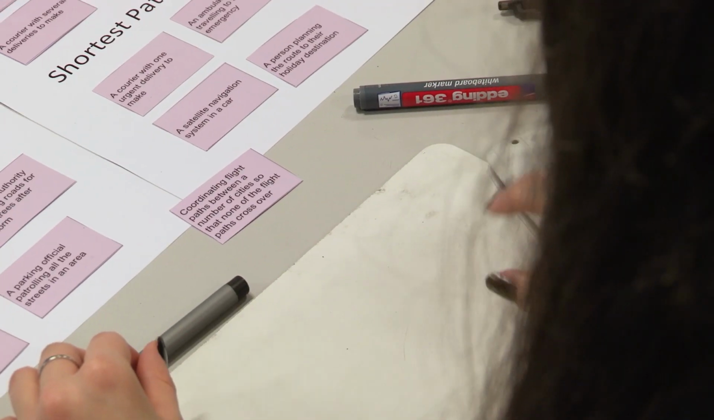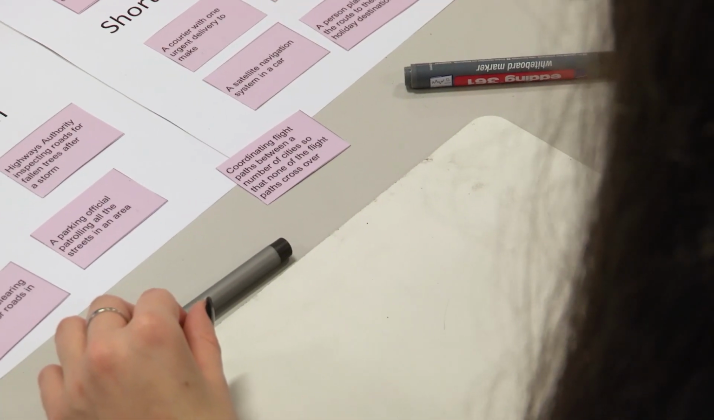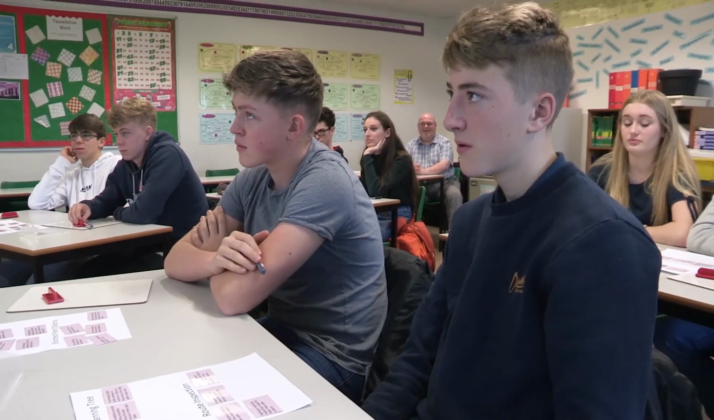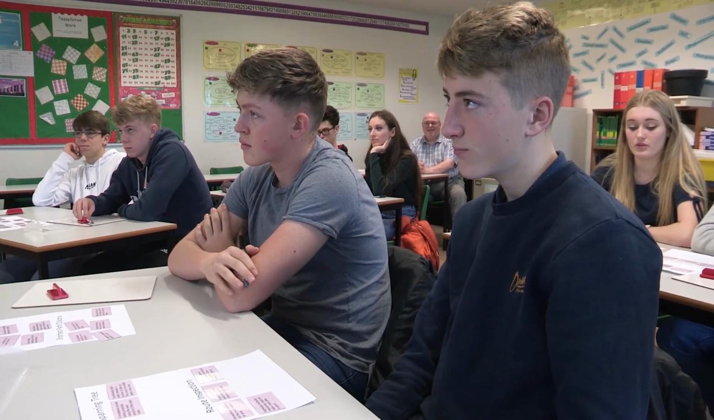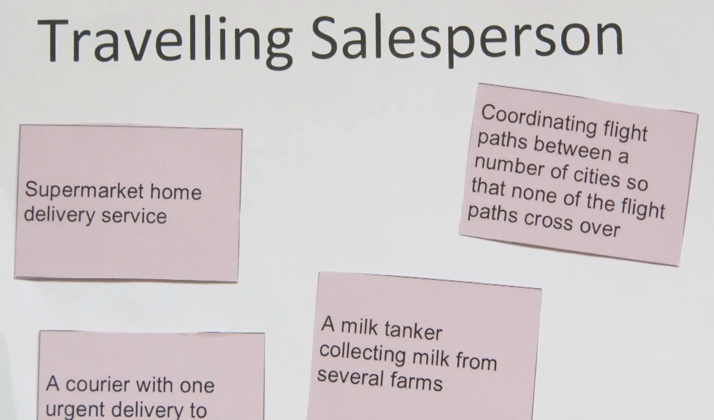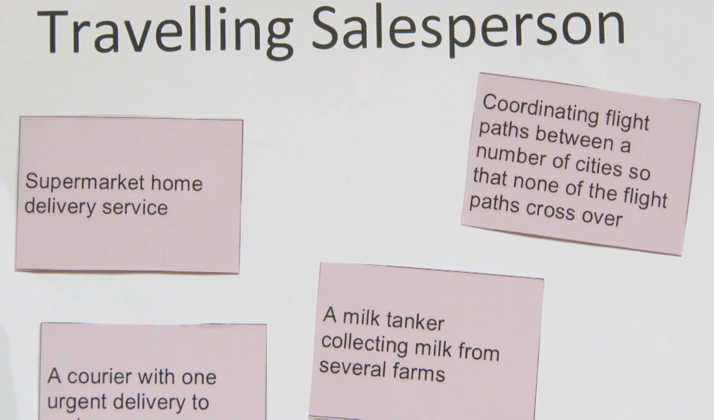There was time for them to work together and discuss their thoughts. What I did towards the end of the lesson was to ask them to identify the ones that had caused them the most problems so that we could then discuss those as a whole class. Coordinating flight paths between a number of cities so that the flight paths don't cross over. Any other pair like to say where they put that one and perhaps justify their decision?